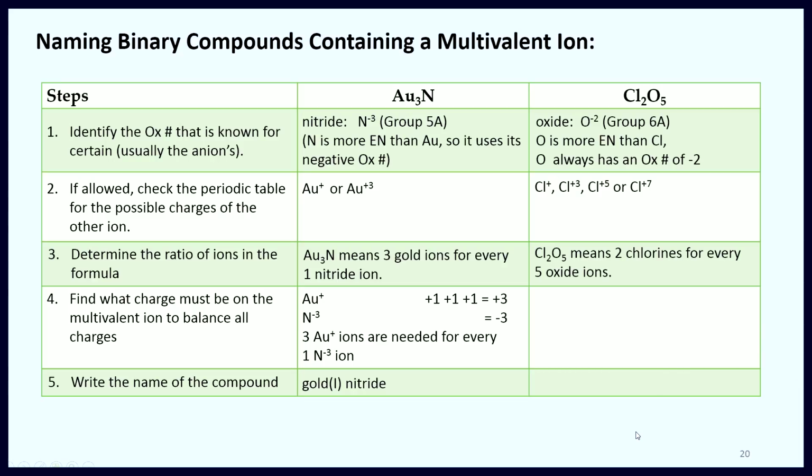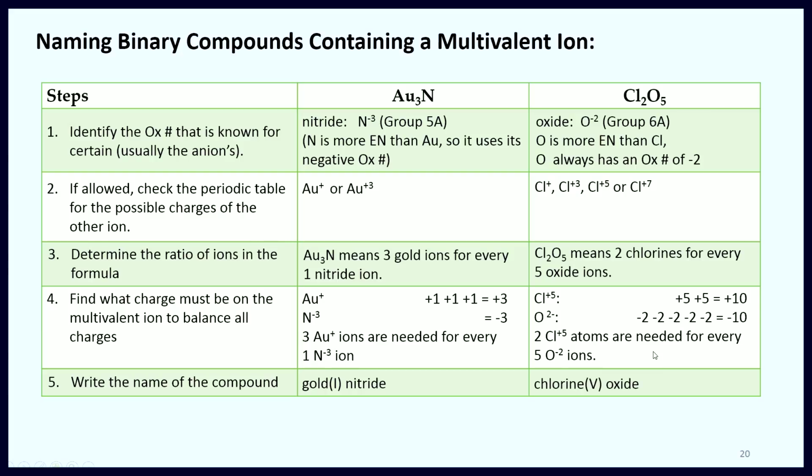The ratio of ions is determined from the formula. There are 2 chlorines for every 5 oxides. Now let's find what charge must be on the multivalent ion to balance all the charges. Well, oxide is -2, and there are 5 of them in the formula, so that would be -10 total negative charge. Total positive charge is equal, that's +10, divided by 2, since there are 2 chlorines in Cl2O5, and each one therefore is +5. Hence, the name is chlorine 5 oxide.